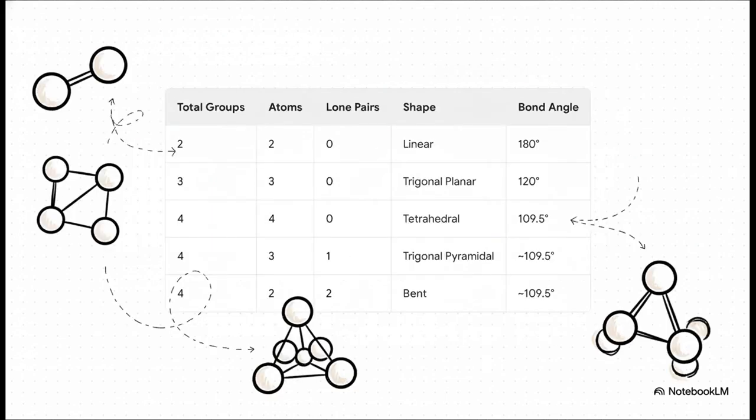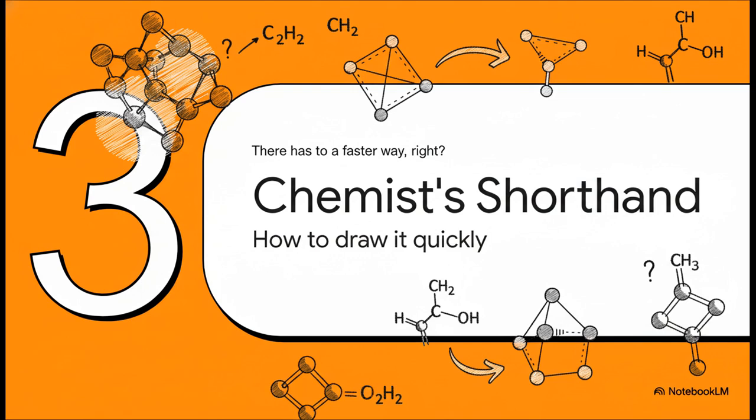Okay, let's take a breath and put this all together. This little chart is basically our cheat sheet. See that total groups column? That tells you the starting point. If you have four total groups, it's always going to be based on that tetrahedral shape we talked about. But then the final shape we actually see all depends on how many of those groups are atoms and how many are those invisible pushy lone pairs. That right there is the secret to the whole thing. So now we get it. We know the 3D truth.